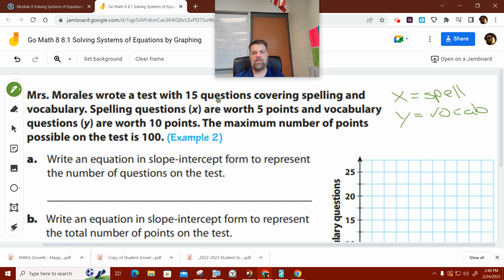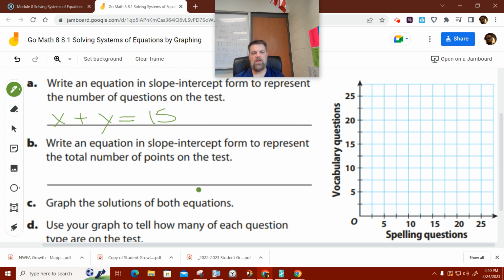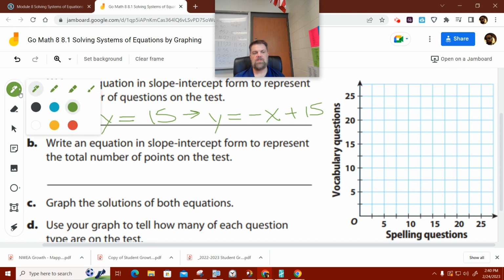Well, I know there are 15 questions total, so that means one of the equations is going to be X plus Y, right? The total number of spelling questions and the total number of vocab questions. What does that equal? Well, it equals 15, right? Does that make sense? Now, if I solve this for Y, I'm going to subtract X from both sides, so it should be negative X plus 15. Yes? All right, cool.